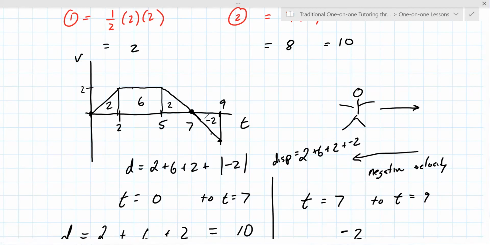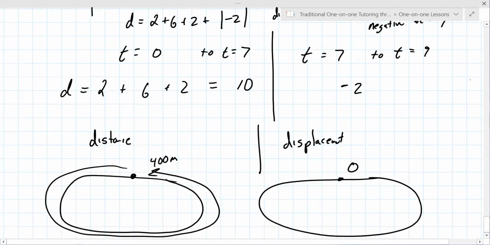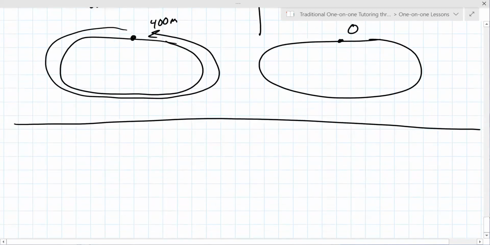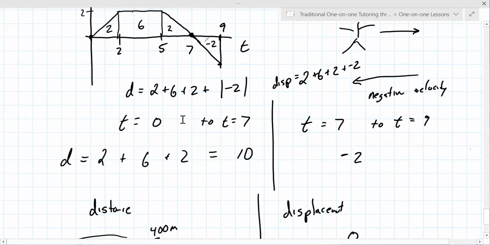Okay. Does that sound okay? Give me some feedback on that if you can. Yeah, it makes sense. So the displacement is 10. The distance is 12, because you count negative.